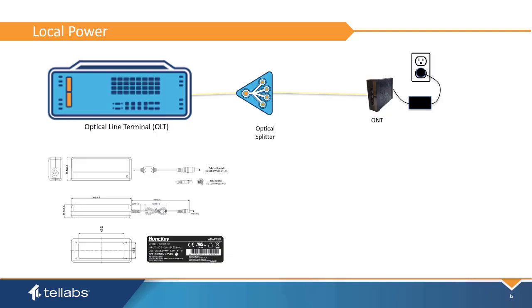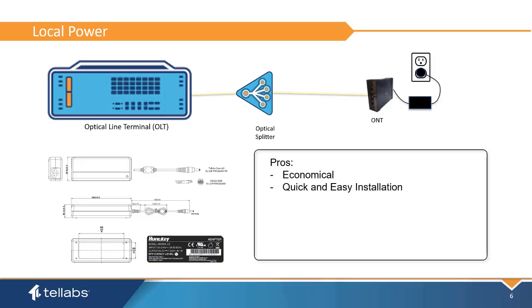Local power sources for ONTs can be economical and can be installed quickly and easily. However, this option makes it more difficult to provide backup power to the ONT, and it cannot be monitored on the network. It is also not recommended as a source of power for wall-mounted ONTs, as it undermines the protection of the power connection to the ONT.